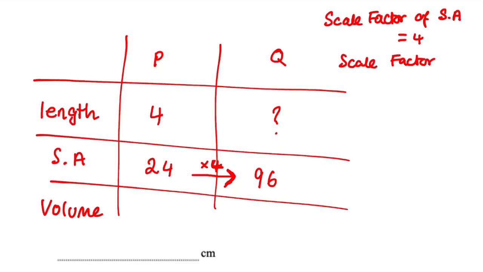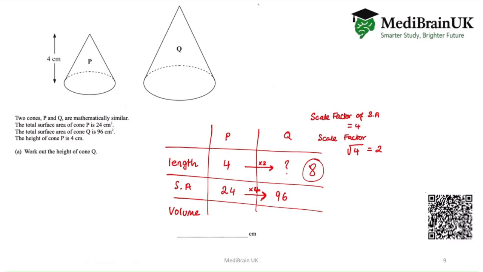We need to work out what the normal scale factor is. To work out the normal scale factor, you have to square root the scale factor of surface area. The square root of 4 is just 2. So all you're going to do here is multiply by 2. And 4 times 2 gives you 8. So 8 centimeters is what your final answer would be.